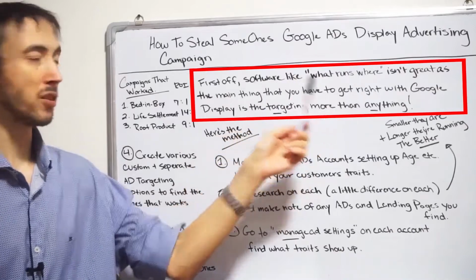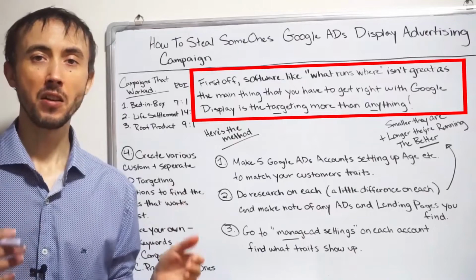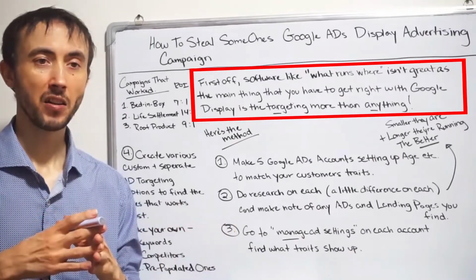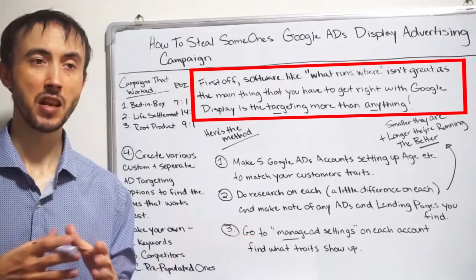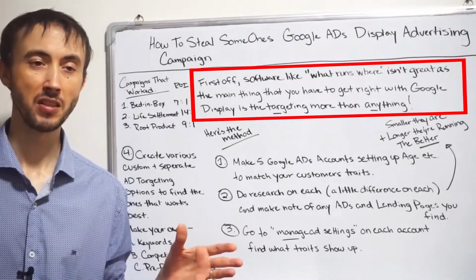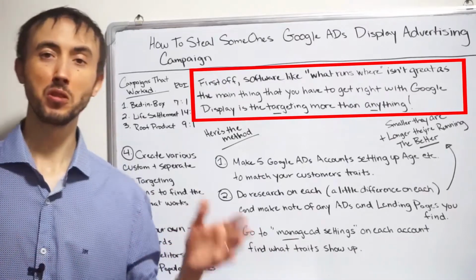software like What Runs Where, which, if you don't know what that software is, is a software that is supposed to be able to track. It's like a SpyFu or SEMrush that tracks all the ads on Google, for instance, so you can spy on their ads. Well, What Runs Where is just for display advertising.